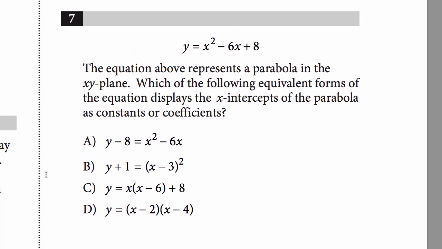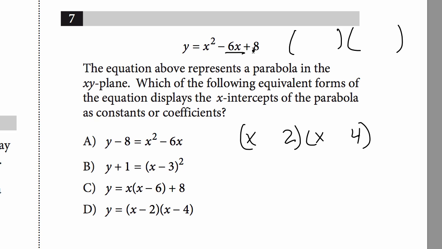Number 7. The equation above represents a parabola in the xy plane. Which of the following equivalent forms of the equation displays the x-intercepts of the parabola as constants or coefficients? That's a fancy way of saying just get this into the double bubble format. Find the zeros, right? So let's factor this. First thing, I'll put my x's in, right? How do I multiply to get 8? Well, since there's a 6 in the middle, I'm probably going to want to do 4 and 2.